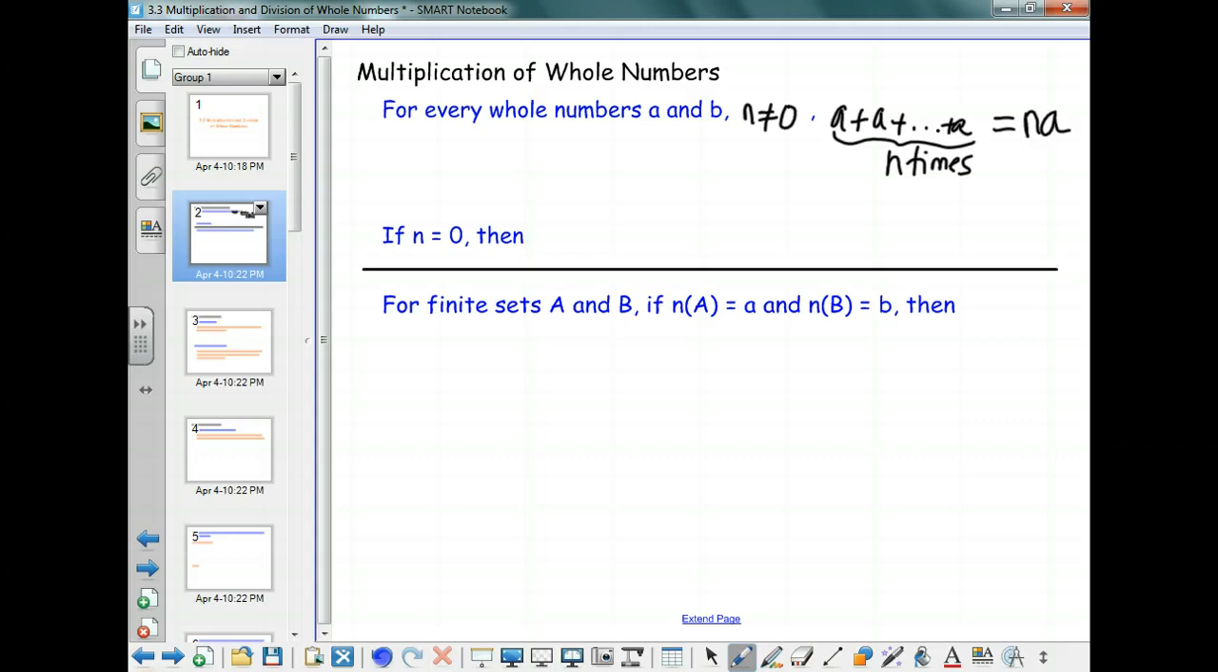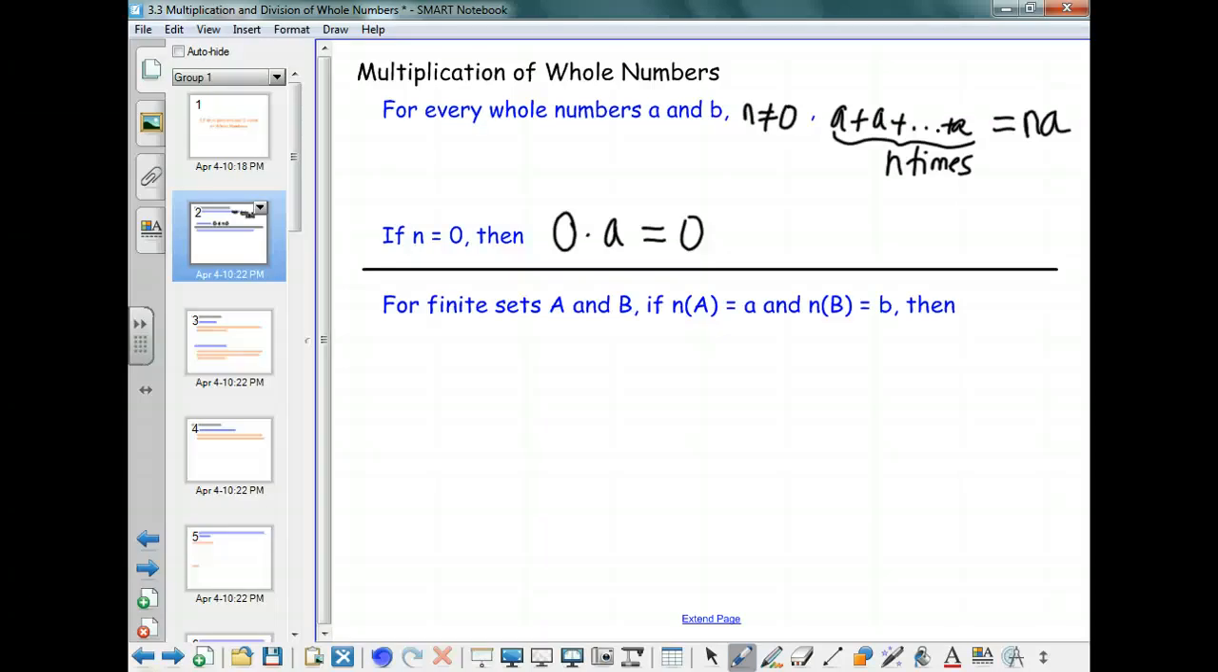And if n is equal to 0, then we define that 0 times the number a is equal to 0. It's just a definition. Because it doesn't really make sense to talk about something occurring 0 times. Something would be kind of an awkward statement, so we'll talk about it as being a definition.